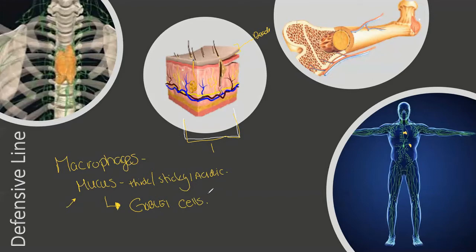So we call these guys goblet cells. And really, they're called that because they're actually shaped like a goblet, interestingly enough. They kind of produce this mucus, and it makes it kind of like an acidic environment. And really, if we have a low pH, this really kills microorganisms.